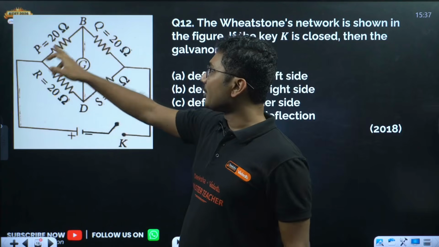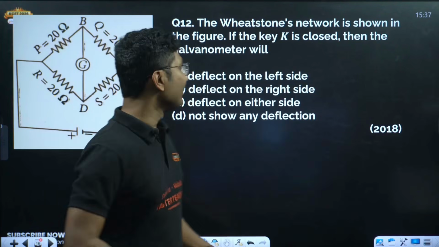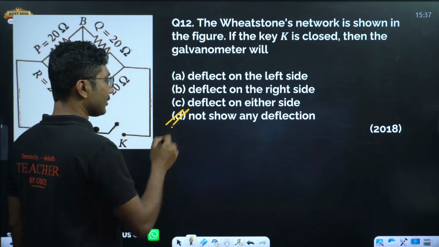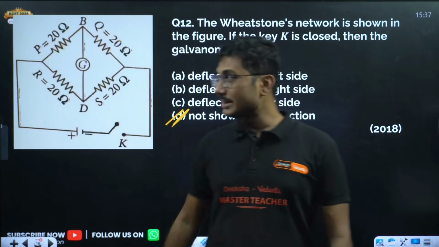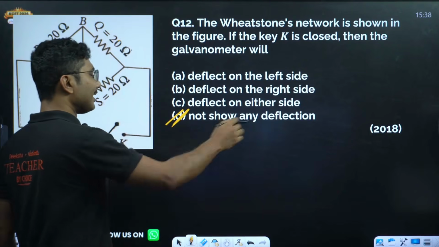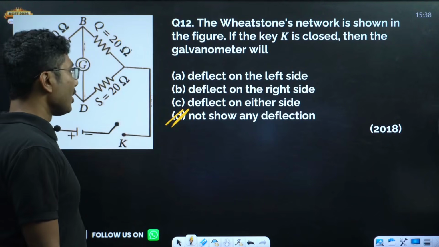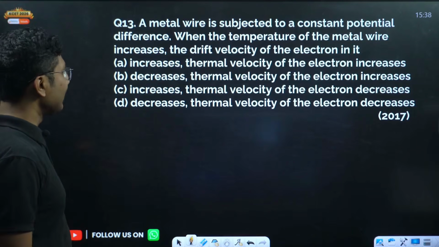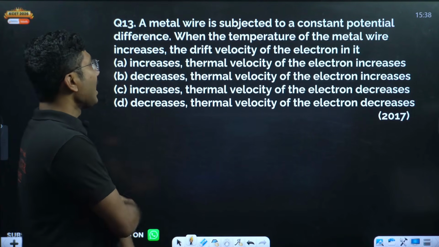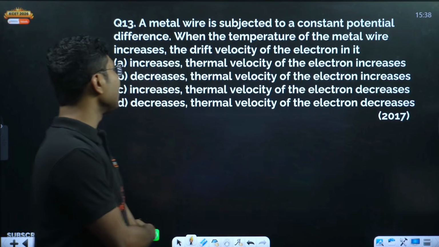So that means obviously the Wheatstone bridge is balanced, and balanced Wheatstone bridge means it will not show any deflection. P by Q is equal to R by S condition is satisfied. No need to do any calculation. Simply see the thing, and you will see that because the bridge is balanced, the galvanometer will not show any deflection. Next question. A metal wire is subjected to a constant potential difference.